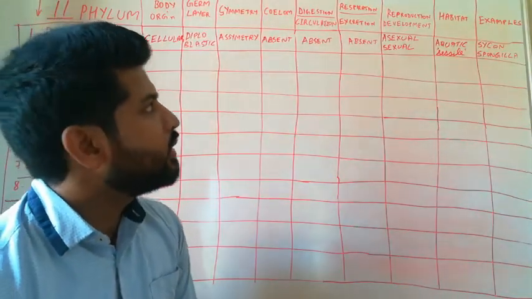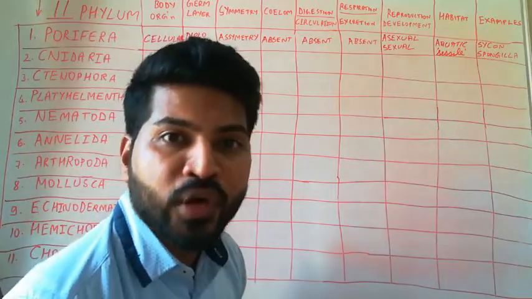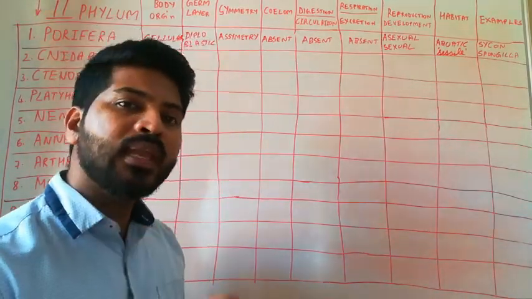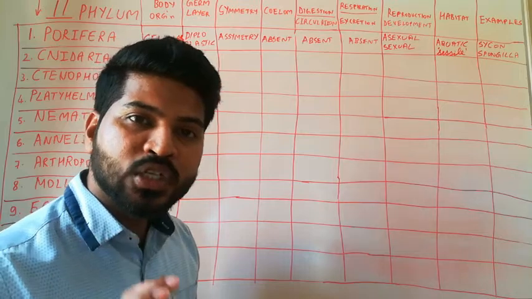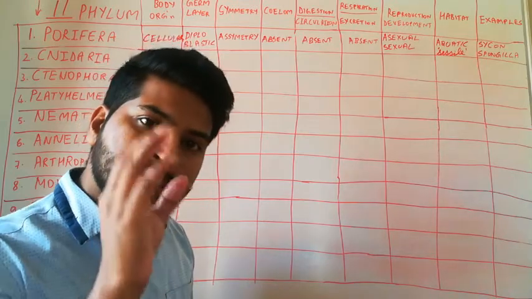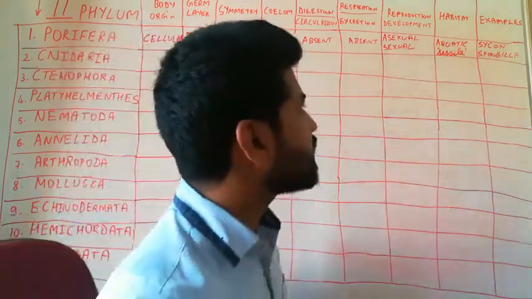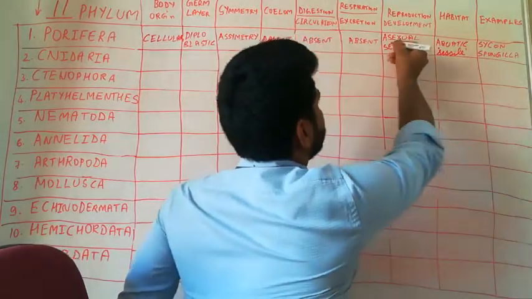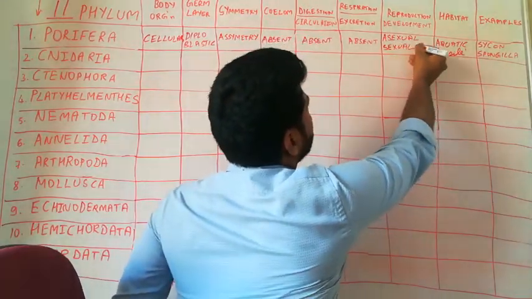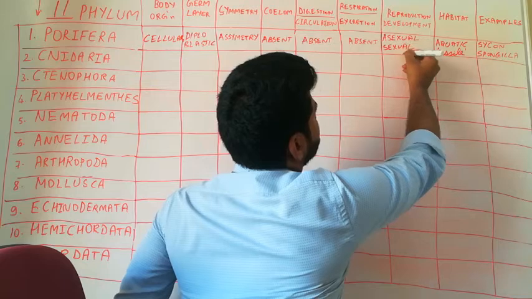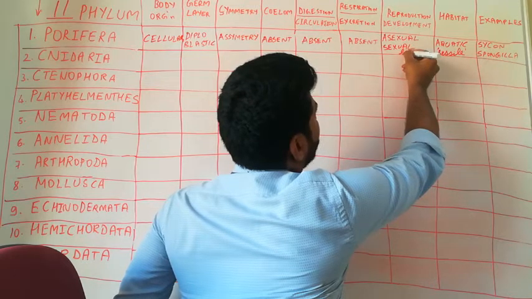Sexual reproduction is also seen. The sponges are hermaphrodites, that is both the male and female sexual organs are present in the same organism. So sexes are not separate. These are hermaphrodite animals. We can see that they are bisexual.